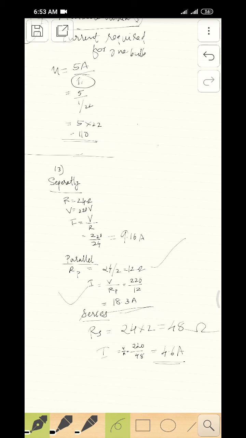Okay, and present the answers in the neat and specified way. I have already given some examples of how to represent the answer. So go through, follow such methods and follow such a path.